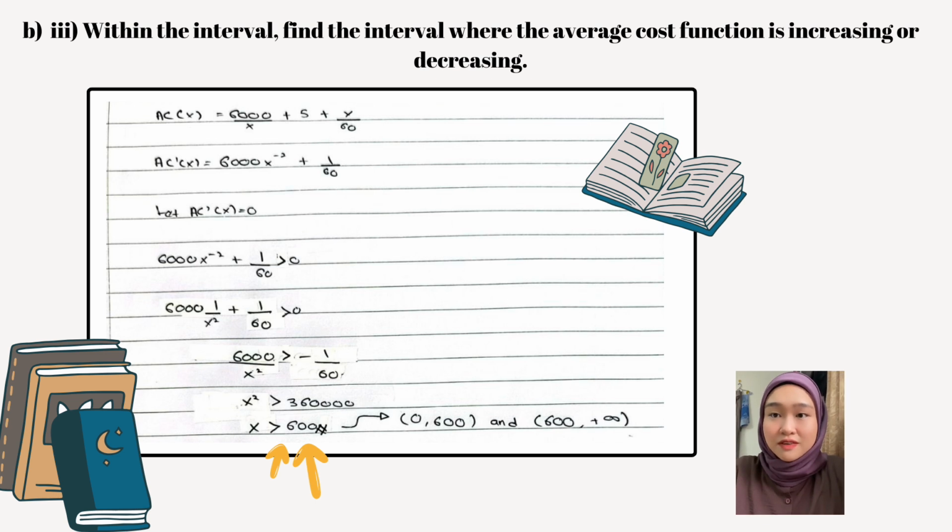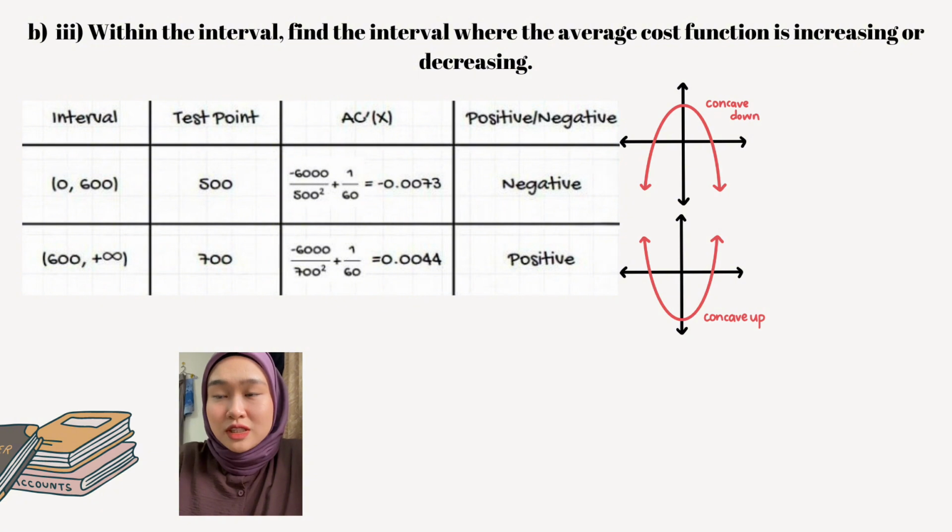Within the interval, find the interval where the average cost function is increasing or decreasing. First, we need to write the equation. The equation is 6,000 over x plus 5 plus x over 60. Then we differentiate it and we get negative 6,000x to the power of negative 2 plus 1 over 60, and let AC prime x equal to 0. Then change the position and the final answer we get is 600. We get two intervals, which are 0 to 600, and 600 to infinity.